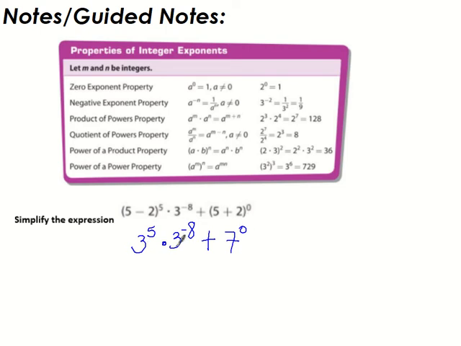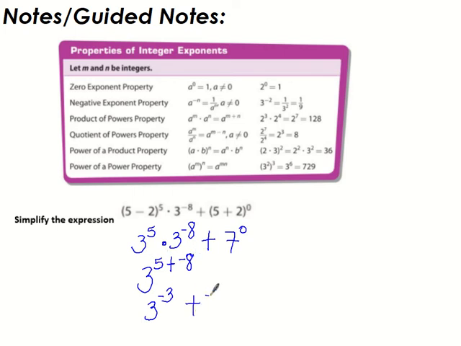So these have the same base. This does not. So we're going to apply a rule here. If I look, I have 3 to the 5th times 3 to the negative 8. I'm going to use my product of powers right here, times different exponents, same base, where I'm going to add them. So I'm going to go 3 to the 5th plus negative 8. So 3 to the 5th plus negative 8 is going to be 3 to the negative 3, right? Because 5 and negative 8: 8, 7, 6, 5, 4, 3.